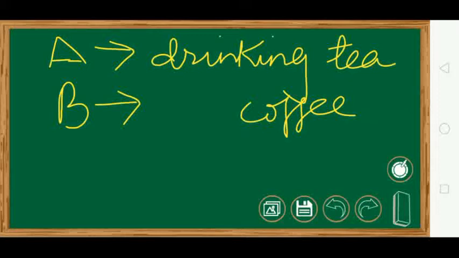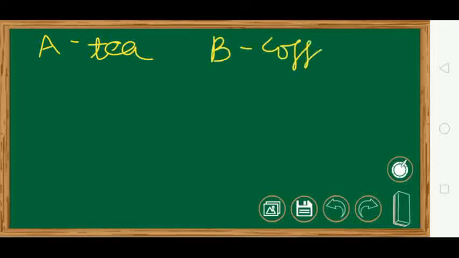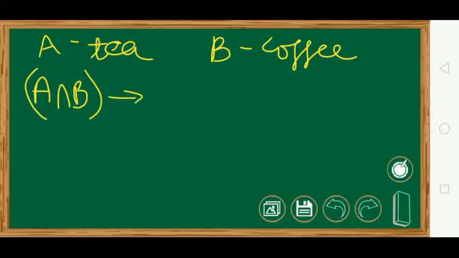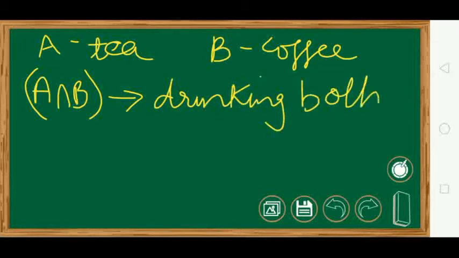A is drinking tea, B is drinking coffee. Always they will give you two different things, so name one as A, name the other as B. Now A intersection B means drinking both, drinking both tea as well as coffee.